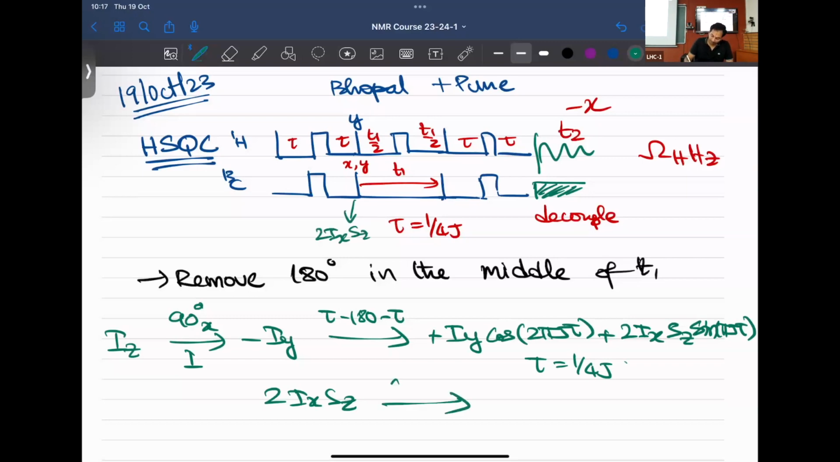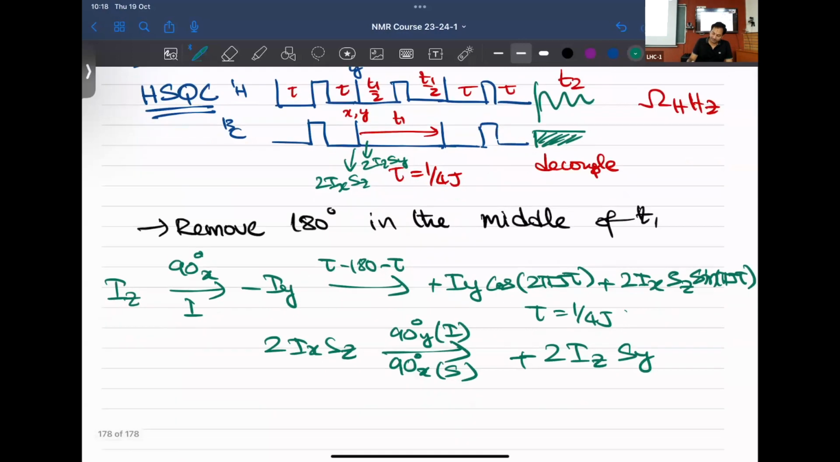When you apply the 90-degree pulse along Y for the I spin and the 90-degree pulse along X for the S spin, minus 2IZ will come up, IX will become minus IZ, and SZ will become minus SY, so minus of minus becomes plus. So at this point of time, you have 2IZ SY as your operator.